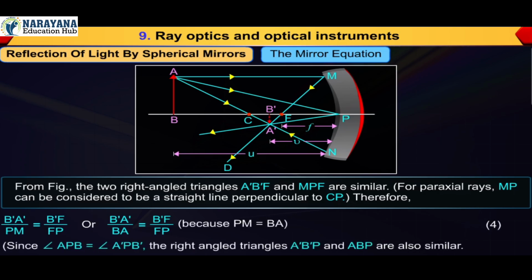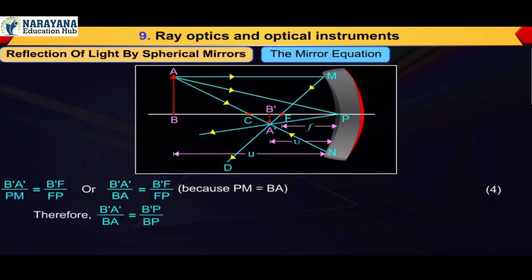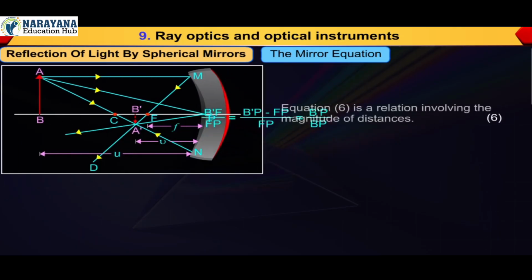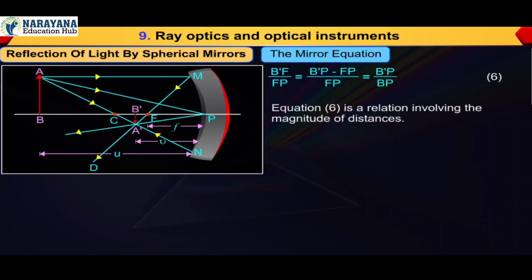Equation 4. Since angle APB is equal to angle A'PB', the right-angled triangles A'B'P and ABP are also similar. Therefore, B'A' upon BA is equal to B'P upon BP. Equation 5. Comparing equations 4 and 5, we get B'F upon FP is equal to B'P minus FP upon FP is equal to B'P upon BP. Equation 6. Equation 6 is a relation involving the magnitude of distances.